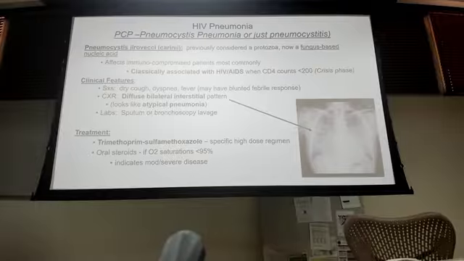HIV pneumonia. Bread and butter all day, right? In the real world, you're going to see this over and over again on the exam. I've taken the exam 3 times. I didn't fail it, I've just taken it 3 times. I'm old. I've seen it every time I've taken it. It's all on the exam.